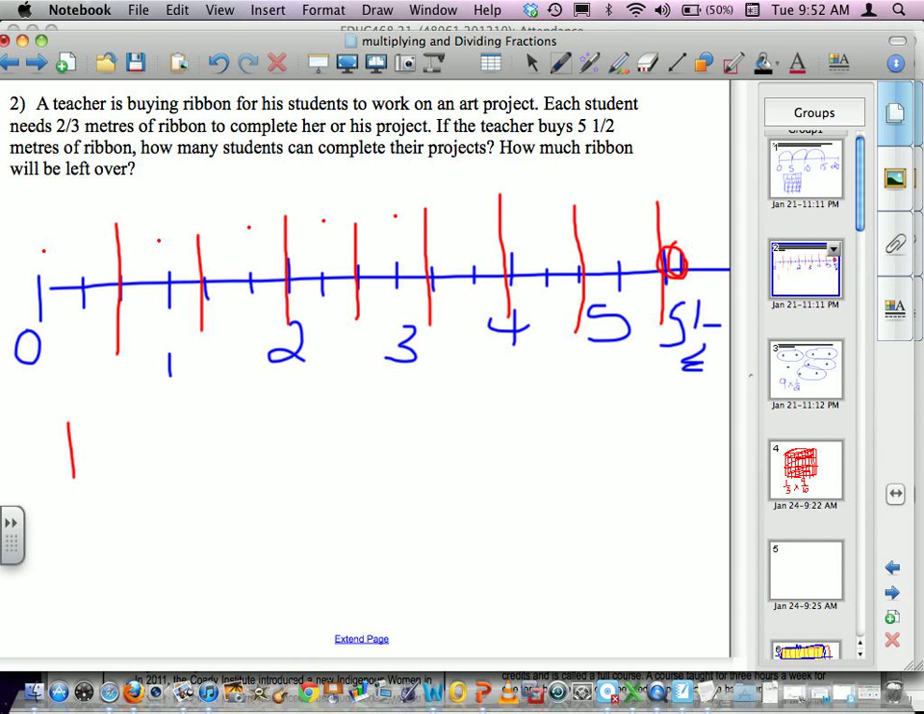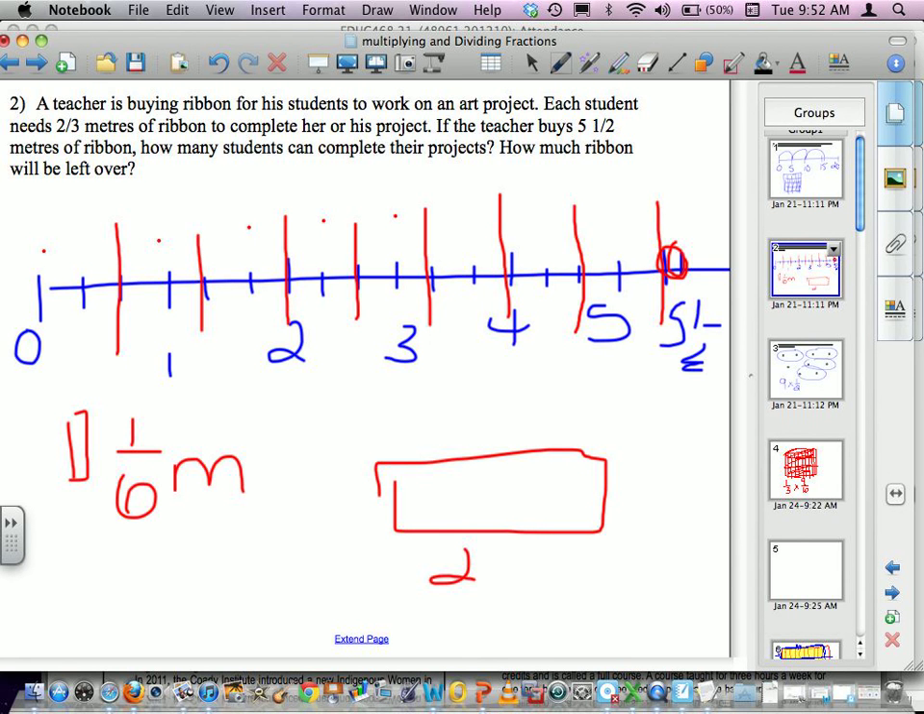What length of meter is left? It's a half of a third, right? It's not a half of a third. It's a third of a half. It's a 1/6 of a meter long. But my length that I'm looking for, my project strips, are actually 2/3 of a meter long. So my 1/6 is what piece of a 2/3?